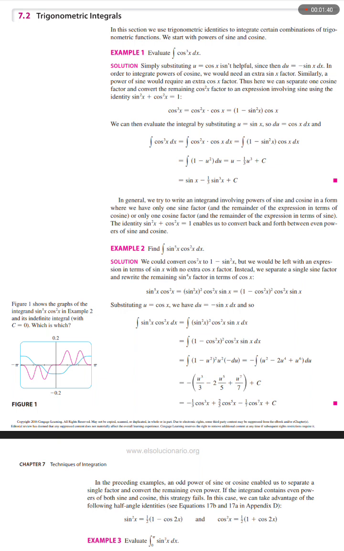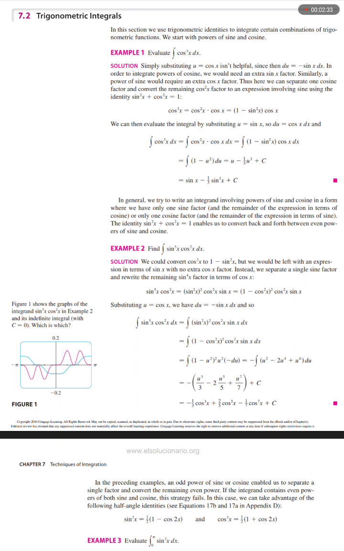We can then evaluate the integral by substituting u equals sine x, so du equals cosine x dx, and the integral of cosine cubed x dx equals the integral of cosine squared x times cosine x dx equals the integral of (1 minus sine squared x) cosine x dx equals the integral of (1 minus u squared) du equals u minus 1/3 u cubed plus C equals sine x minus 1/3 sine cubed x plus C.